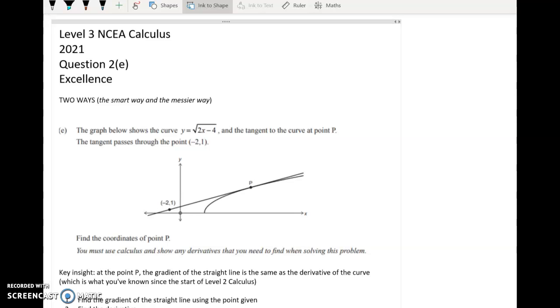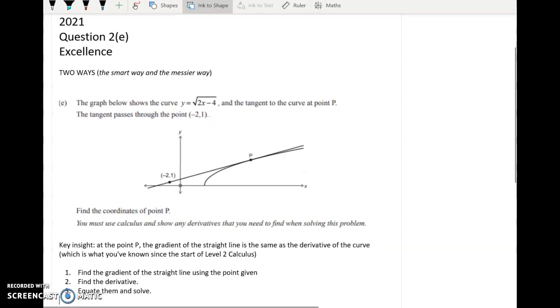Kia ora, Year 12. This is a level 3 calc question that I hadn't done from last year's differentiation paper. It's an excellence question and Jack's asked me to have a look at one particular bit of it, but I thought I'd just get on with it and do the whole thing. So it looks not too bad, but you have to do a little bit of work for this one.